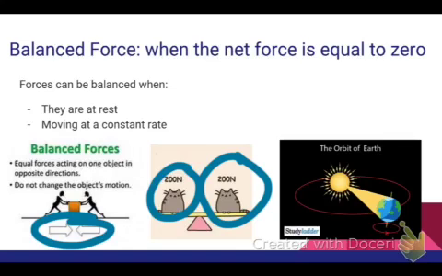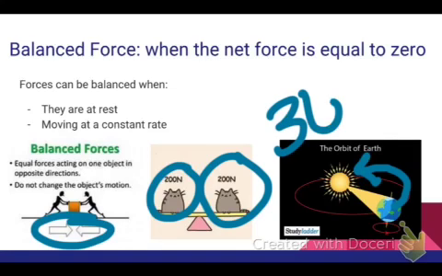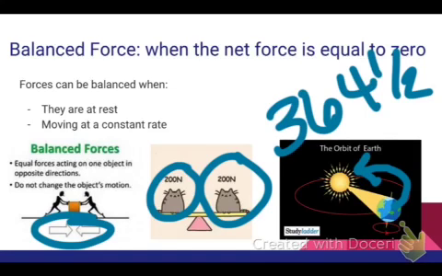And then the last thing is the orbit of our Earth. So our Earth is moving with a constant velocity around the sun, and it takes the same amount of time, 364 and 1/4 days, for every year to go around the sun one time. Okay, and so because that is moving at a constant velocity, it is a balanced force. It's not speeding up, it's not slowing down, it's not stopping. It is balanced. So things that are moving with a constant velocity or at rest are said to be balanced.